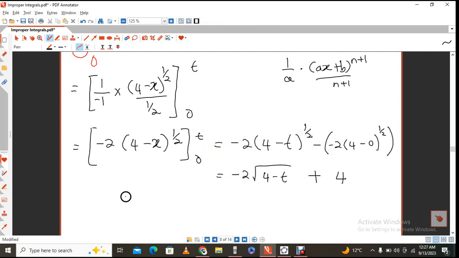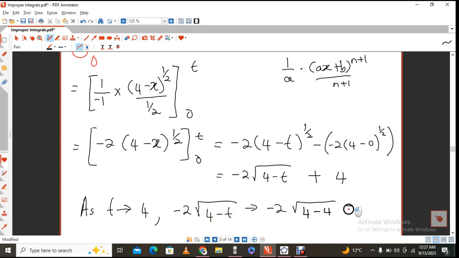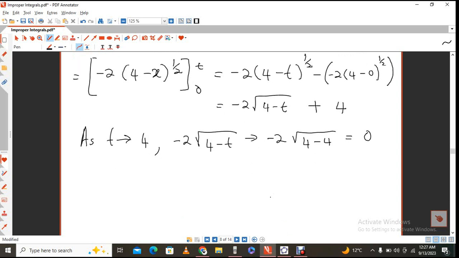So again, you are not going to say as t tends to infinity, but rather as t tends to 4, where the function was not defined. Then I have -2 root 4 minus t, which will get to -2 root 4 minus 4. Well, this is just going to give you 0. Okay, the square root of 0 is 0, times that is 0. So what does it imply? It implies that, and this is where I'm going to bring in my deduction.